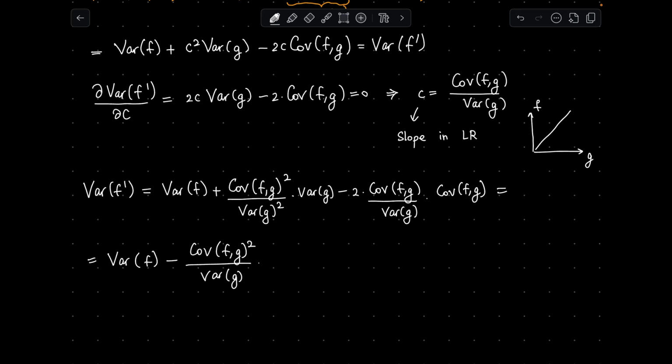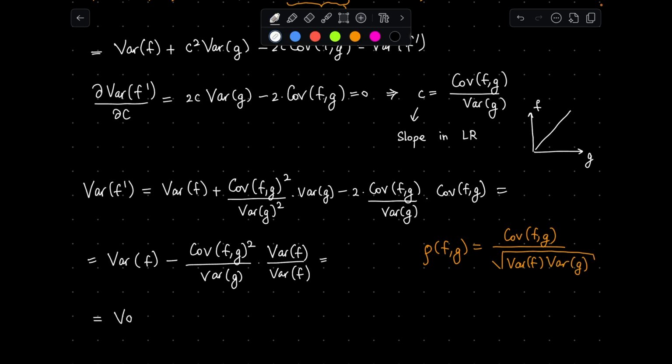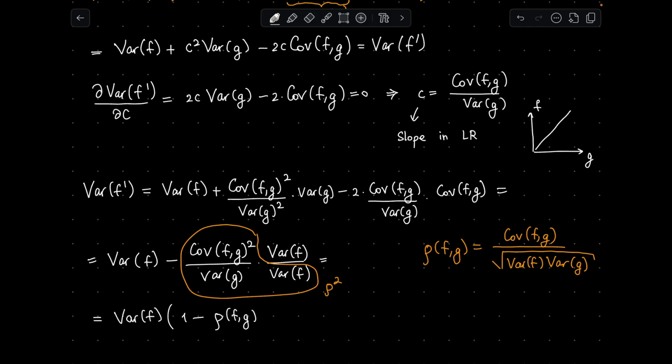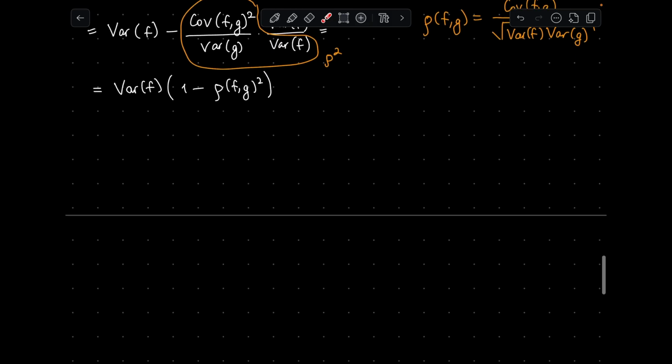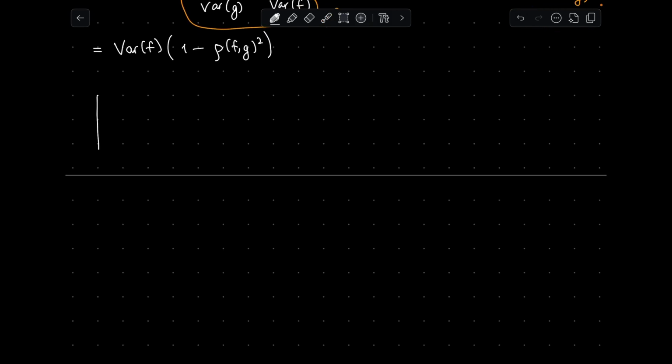We will multiply and divide this term with variance f to cast it into a form with correlation coefficient rho. At the end, we get an expression with variance f and rho fg. This expression tells us that the more correlated g is to f, the more variance reduction we see in the estimator f prime. But coming back to our problem, how should we choose the form for g?